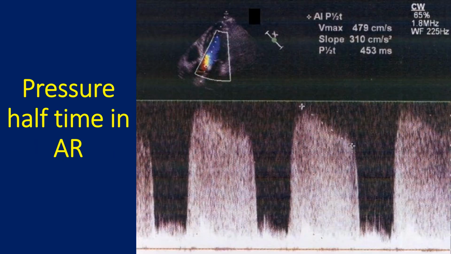Picture demonstrates measurement of pressure half time of aortic regurgitation jet using continuous wave Doppler from the apical 5-chamber view. Apical 5-chamber view with color Doppler is seen in the upper right corner of the image. The Doppler cursor is seen passing through the left ventricular outflow tract and aorta. AR jet is seen as the positive tracing above the baseline. The peak velocity of the AR jet is shown as 4.7 meters per second. AR PHT is shown as 453 milliseconds. The AR deceleration slope is shown as 310 centimeters per second squared.